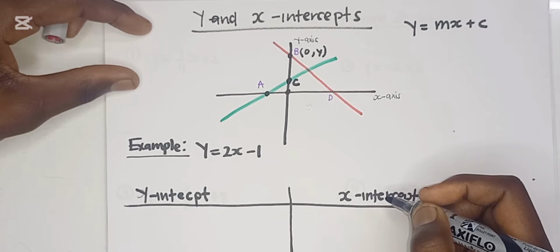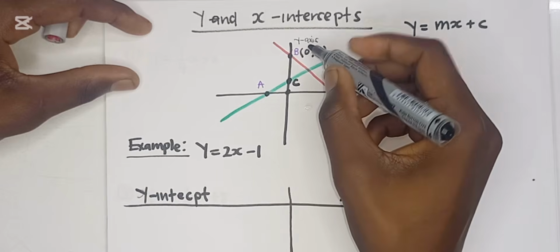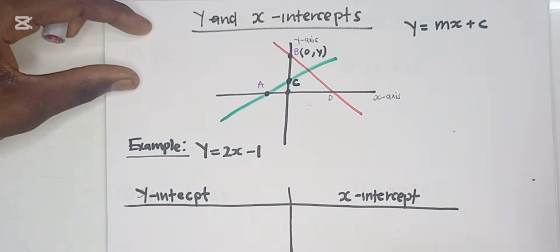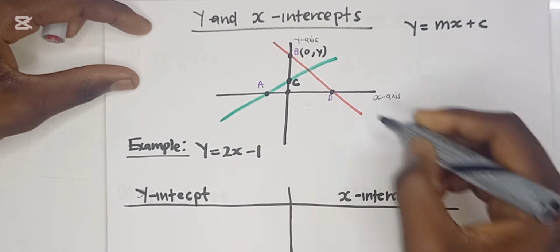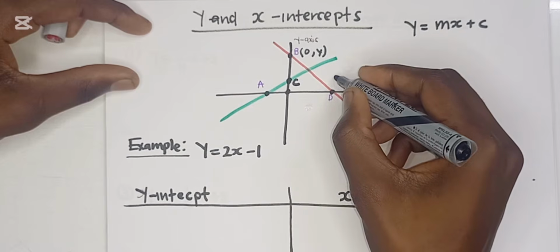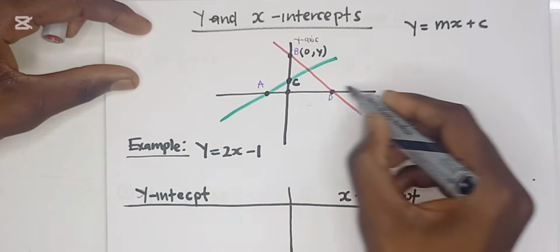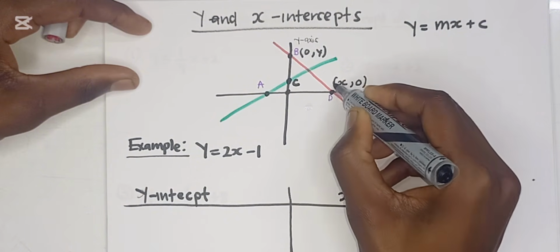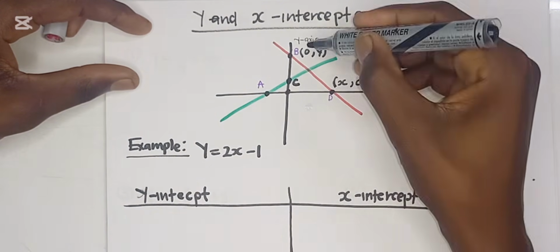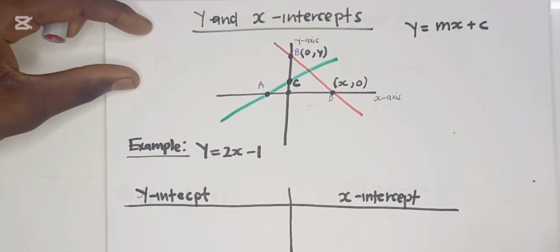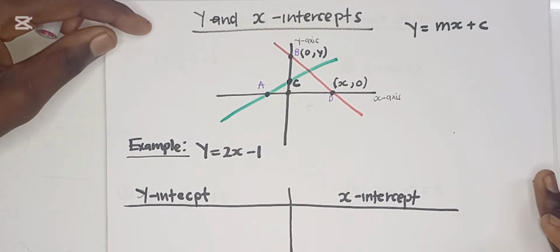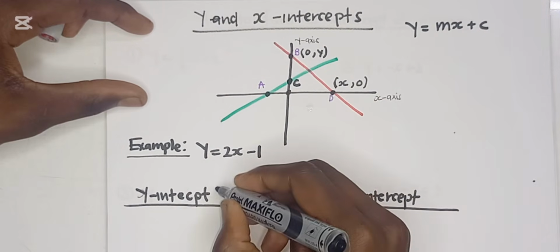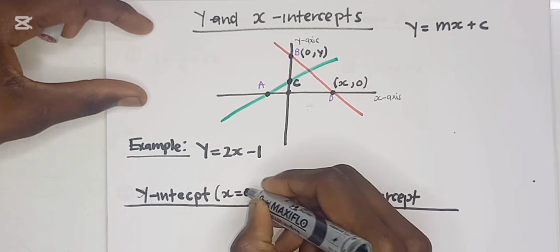Have you noticed that? It has a 0 here because it lies on the y-axis, but the y value we don't know. Also look at point D, which is the x-intercept. It has a y value of 0 because it lies on the x-axis, but the x value we don't know. If you understand these two things, you'll understand very well how to find the x- and y-intercepts. So to find the y-intercept each and every time, we let x be equal to 0.